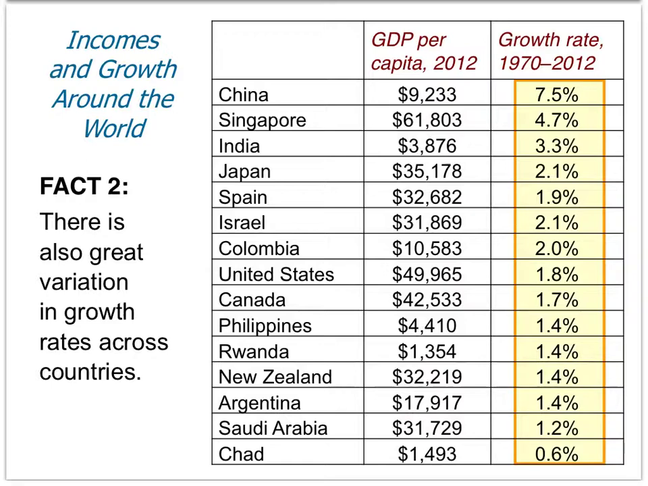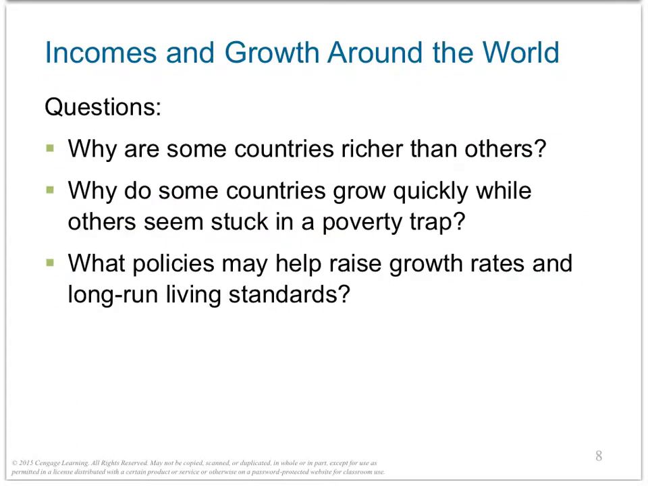A couple of questions should come to your mind while looking at this table. First of all, why are some countries richer than others? Why do some enjoy a higher living standard than others? The second one is, why do some countries grow quickly while others seem stuck in a poverty trap? Like Chad, it's not growing much. Or if you look at the Zimbabwe and Nigeria data, you'll see that they are not growing, but shrinking. So why do some countries like Singapore grow very fast, 5% on average, or China around 8% on average, while some countries are shrinking?